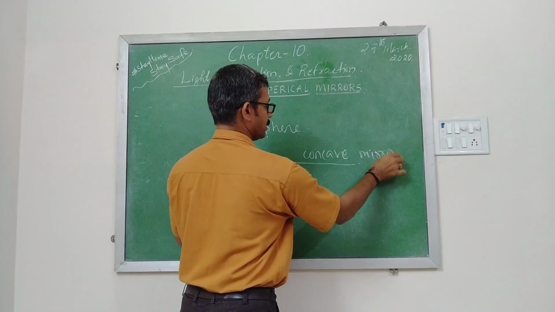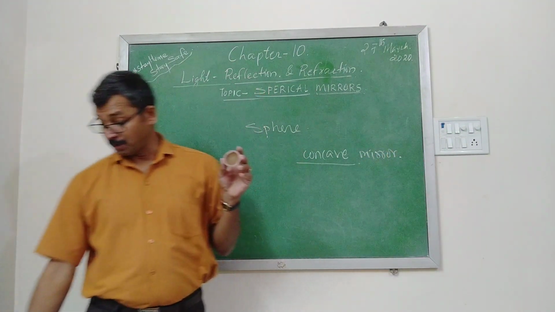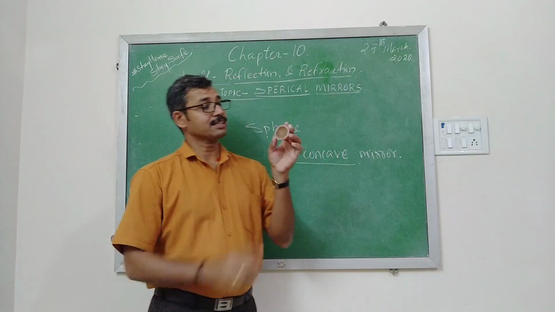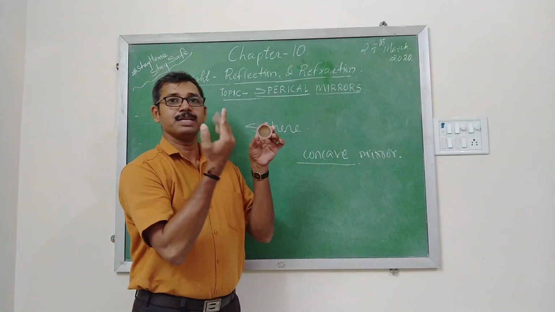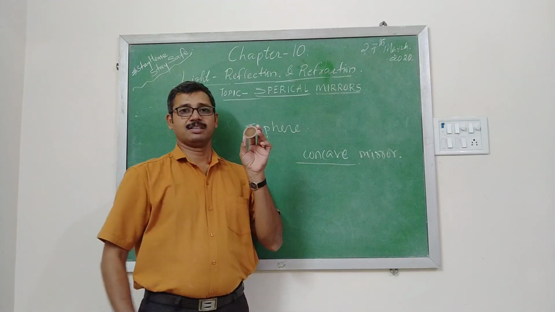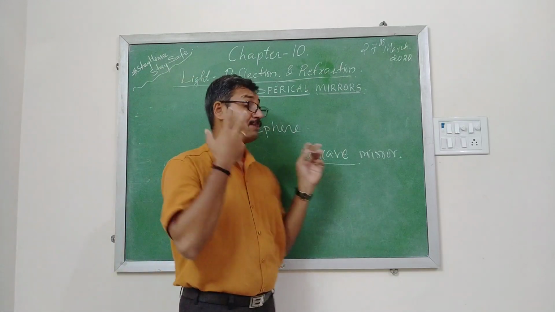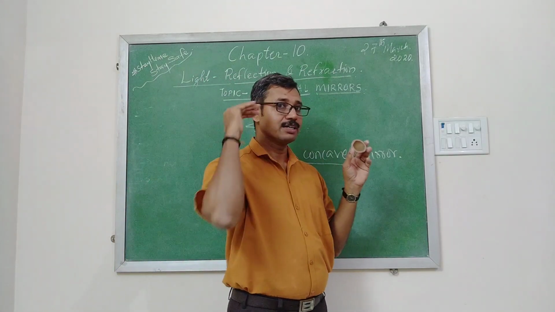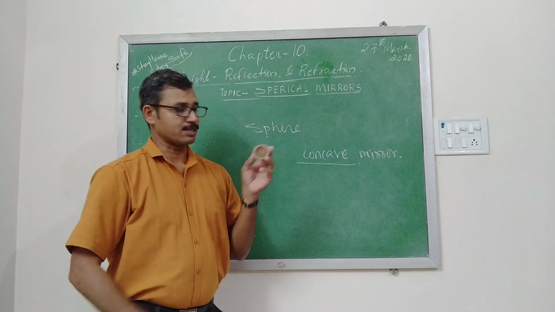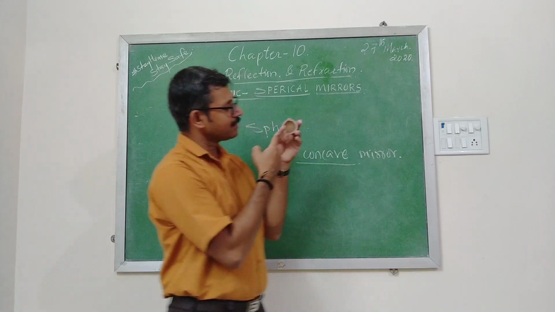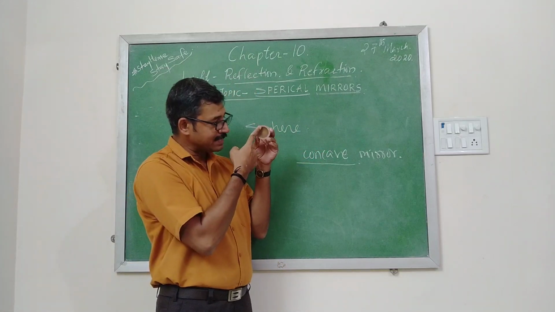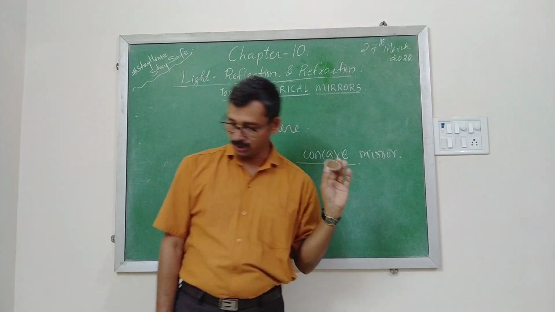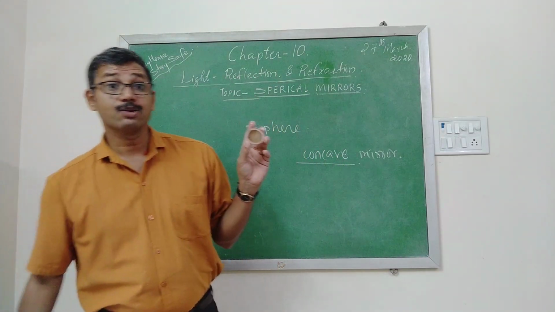Concave mirror. Now how can we remember this concave? You see that there is a cave. Cave means inside. Whenever we hear about a cave, what is it? Gufa, that is, inside. So if the reflecting surface is inside, then it is concave. Sure? Okay, now the convex.